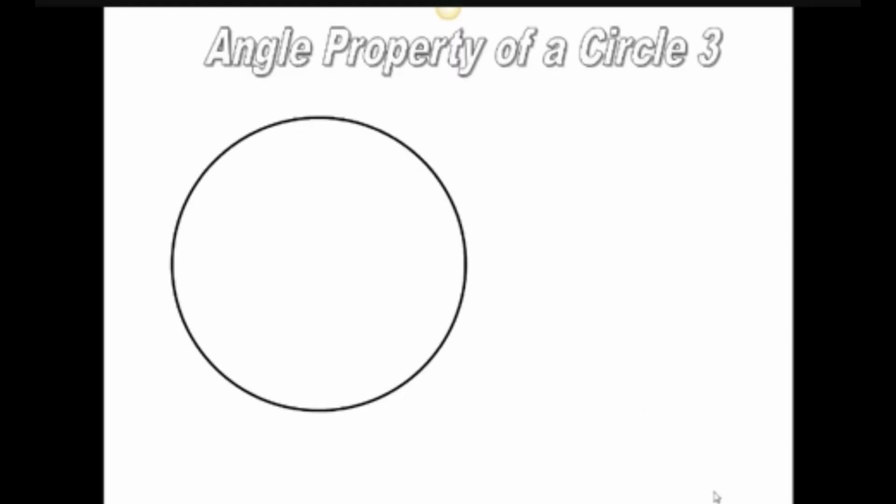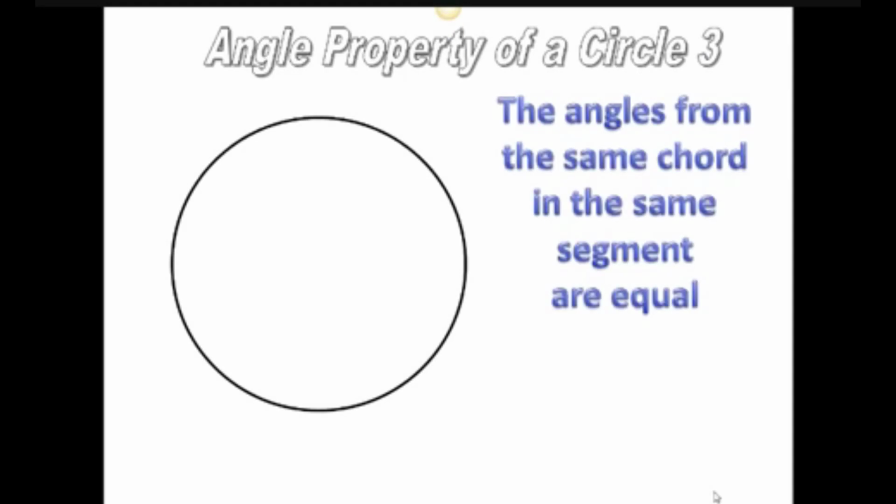Angle property 3. Angles from the same chord in the same segment are equal. Okay, right. So we draw a chord. We're not bothered about the centre this time, so there's going to be no centre marked in here. So we're sticking again to the same segment. So I'm going to stick to the major segment because there's a bit more room there.